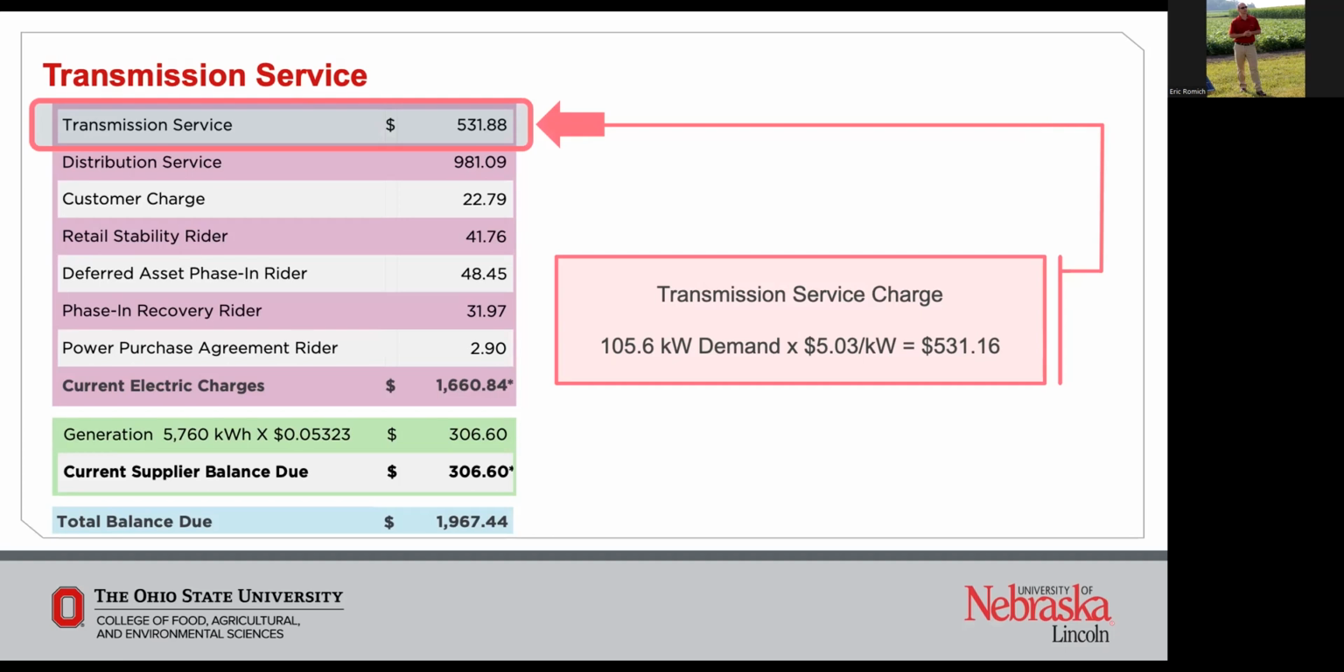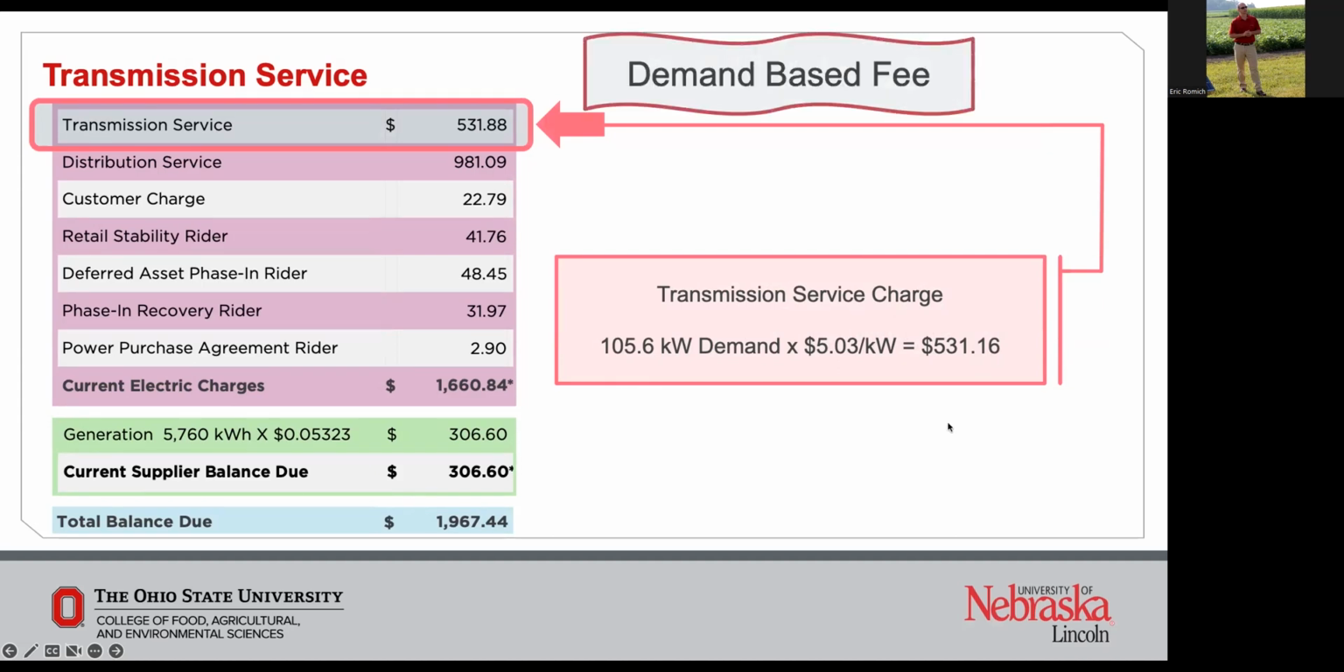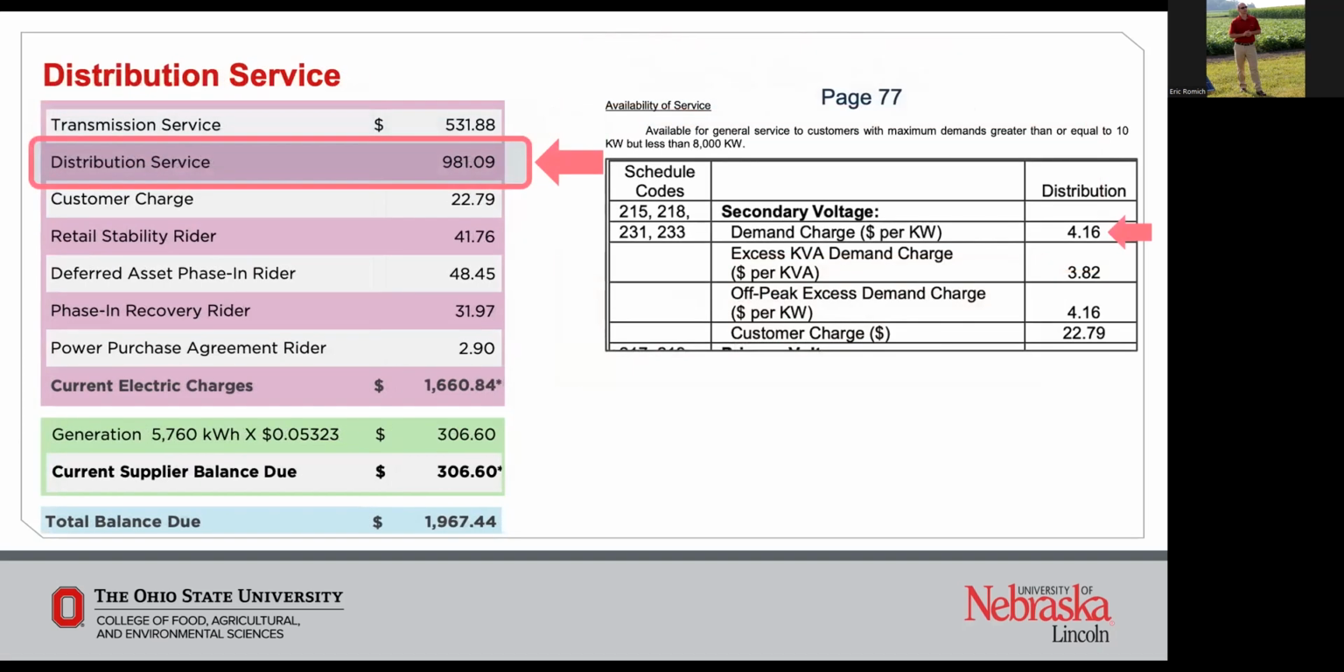And as John and I mentioned last week, a lot of times there's rounding errors as you get into some of these charges. So if you see a little bit of a difference there, that's where that's coming from. And again, this is a demand-based fee. So next is the distribution demand. And as you can see here, the total was $981. This is a little bit more complex to work through where that $981 is coming from.